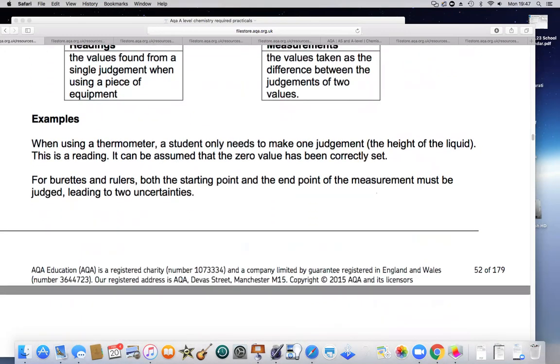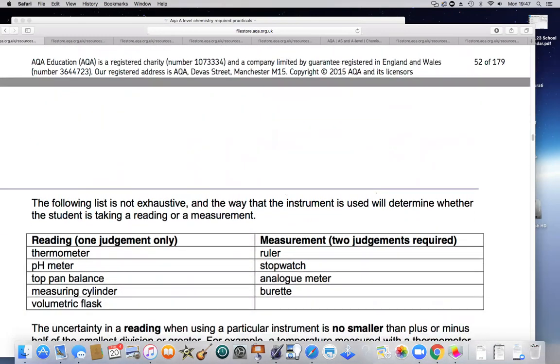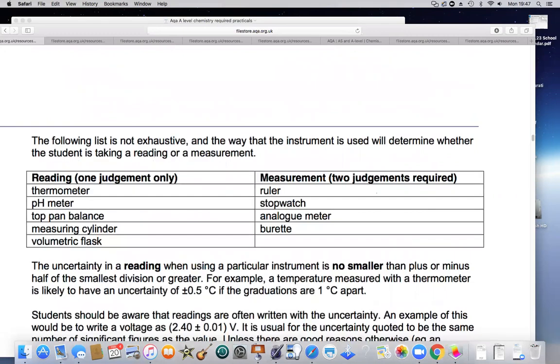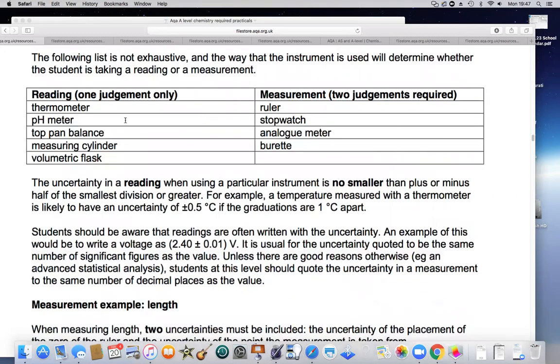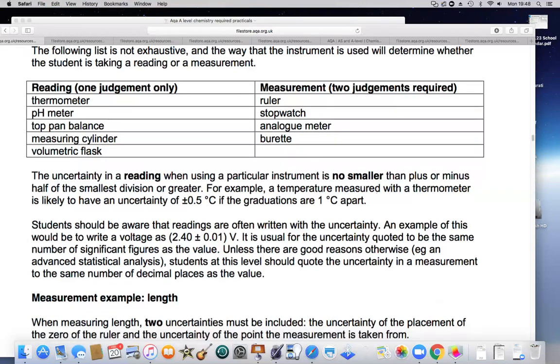There's an example here which illustrates it quite well using a ruler. This is a good rule of thumb for when it's one judgment and a reading, or two judgments and a measurement. So for the kinds of equipment you'll be using in AS chemistry: a thermometer, top pan balance, measuring cylinder, volumetric flask, a single judgment, a single reading. Two judgments: stopwatch, because you've got the start and the end, and a burette. So those are the ones that require two judgments.